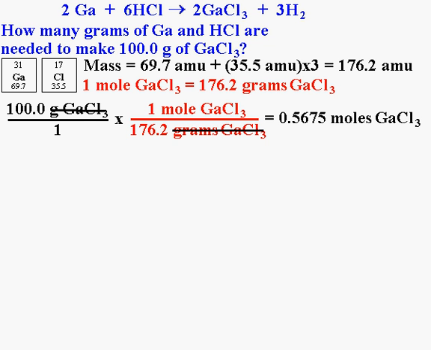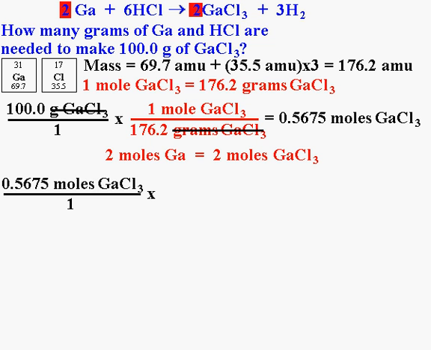Alright, so now that I have moles of GaCl3, I can finally look at the chemical equation. The chemical equation relates moles of one substance to moles of another. So there's a 2 in front of GaCl3. That means 2 moles of GaCl3. I want to solve for Ga first, and the number in front of Ga is 2. That means 2 moles of Ga. So that's our first relationship. 2 moles of Ga equal 2 moles of GaCl3. This allows me to convert from moles of GaCl3 to moles of Ga.